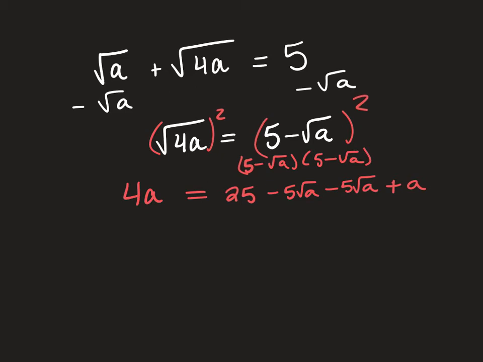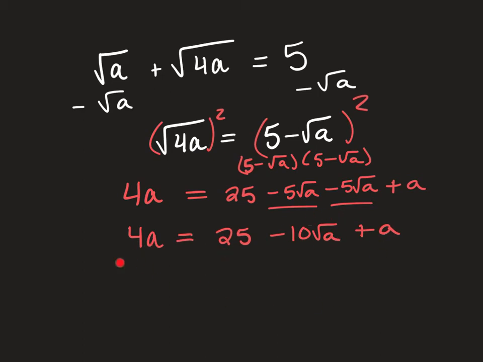Right, and then we'll combine our middle two terms together. So you get 4a equals 25 minus 10 square root of a plus a. All right, so we still have a square root in our equation, which means now we want to get that 10 square root of a on one side by itself and do it again. All right, so we still have to get rid of this. So we need to now get that by itself.